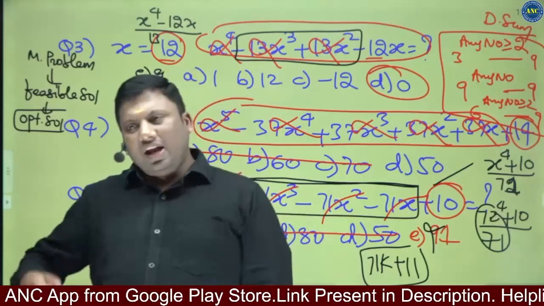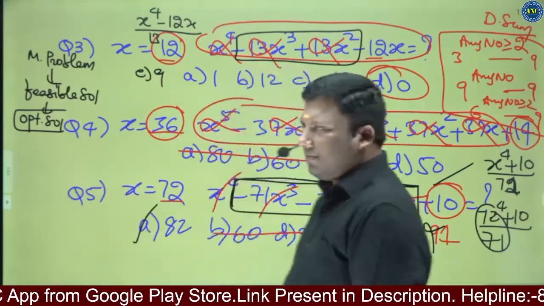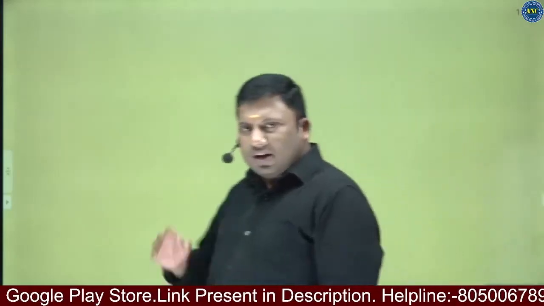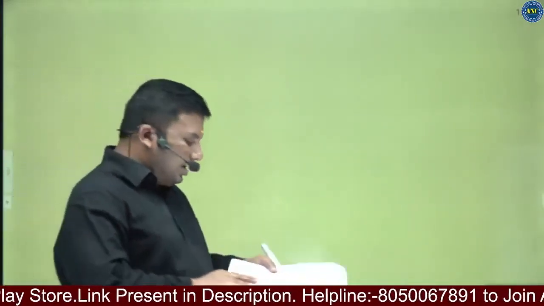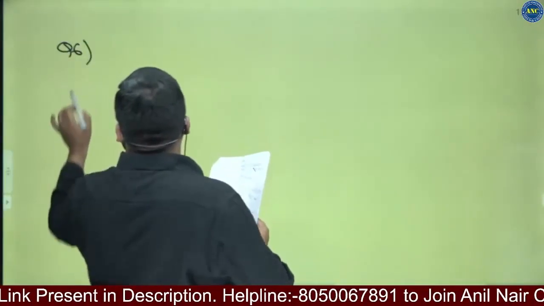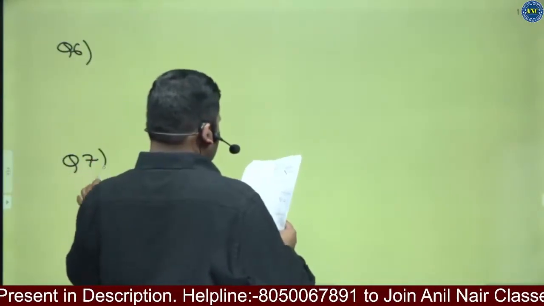Digital sum is 9. 9 power any natural number, the digital sum will be 9. I hope the idea is clear. Two more questions. One concept: how to look at a mathematical question in an easy way. Question number 6, question number 7.